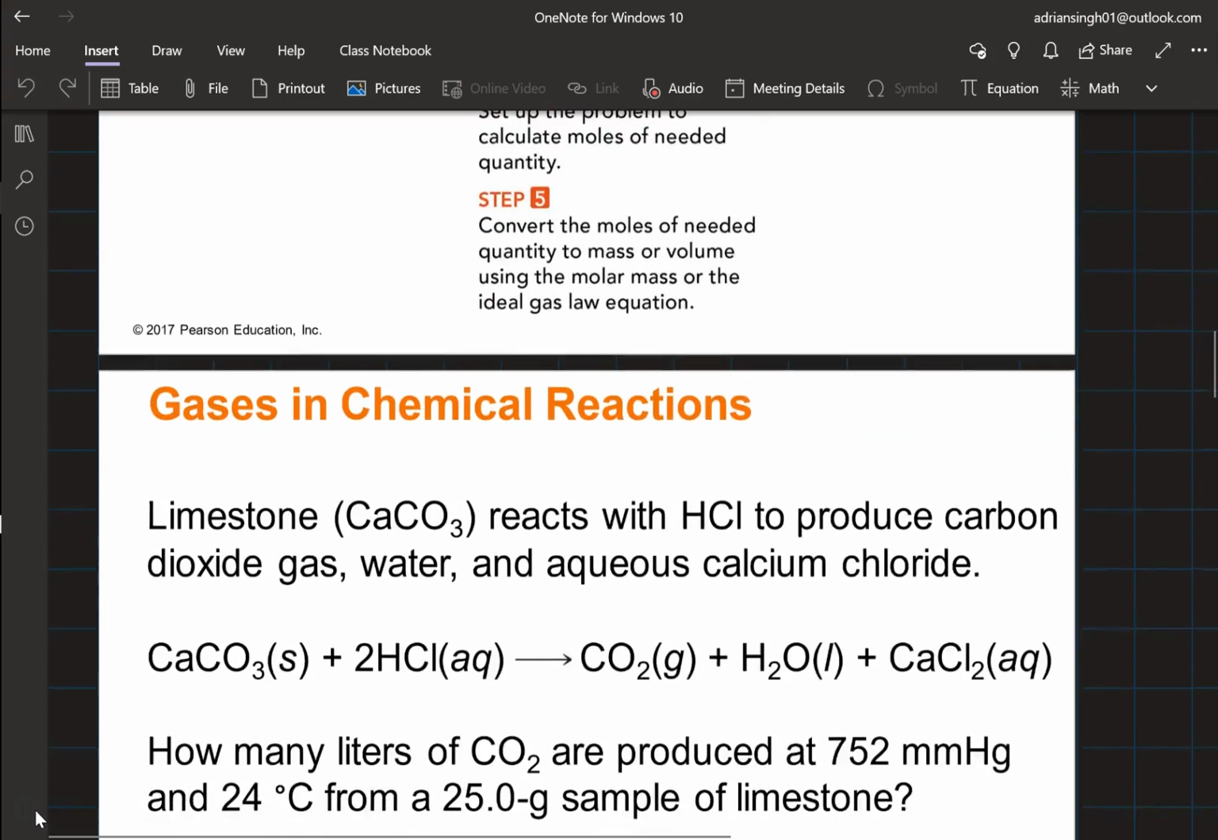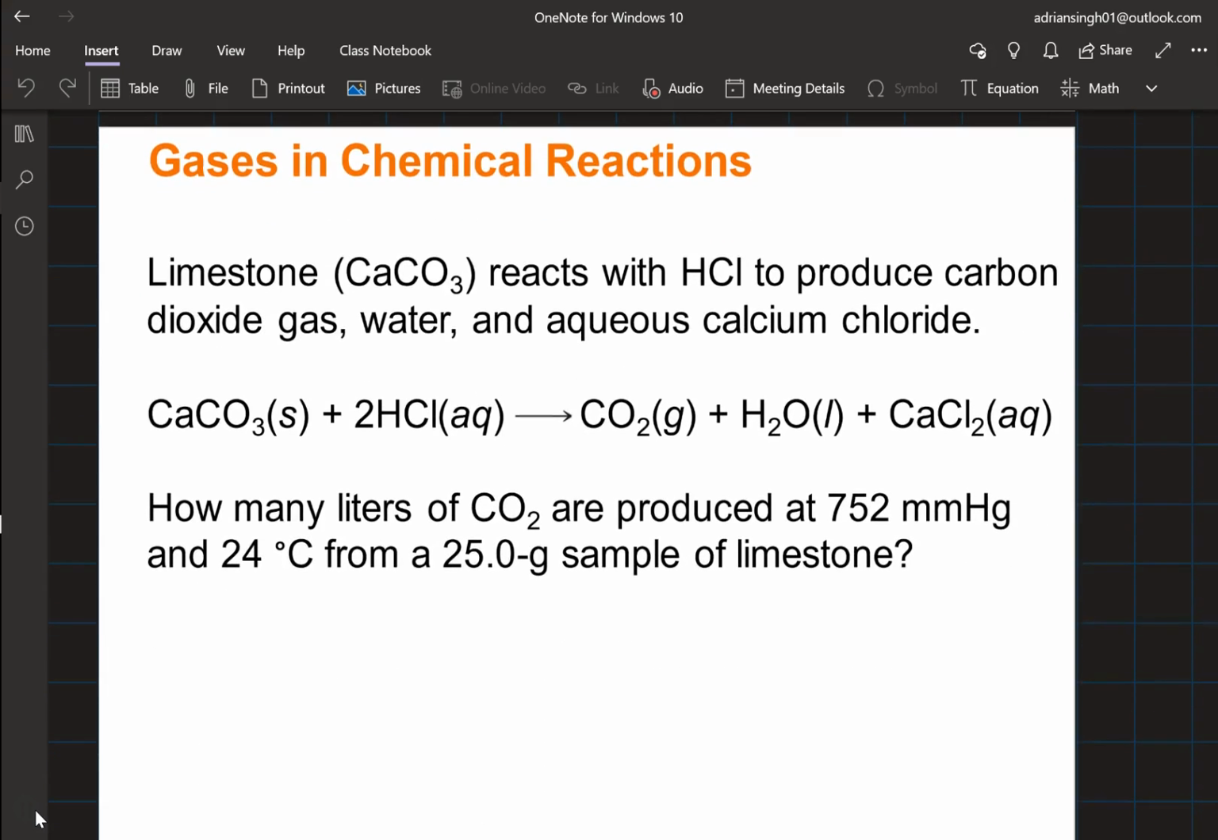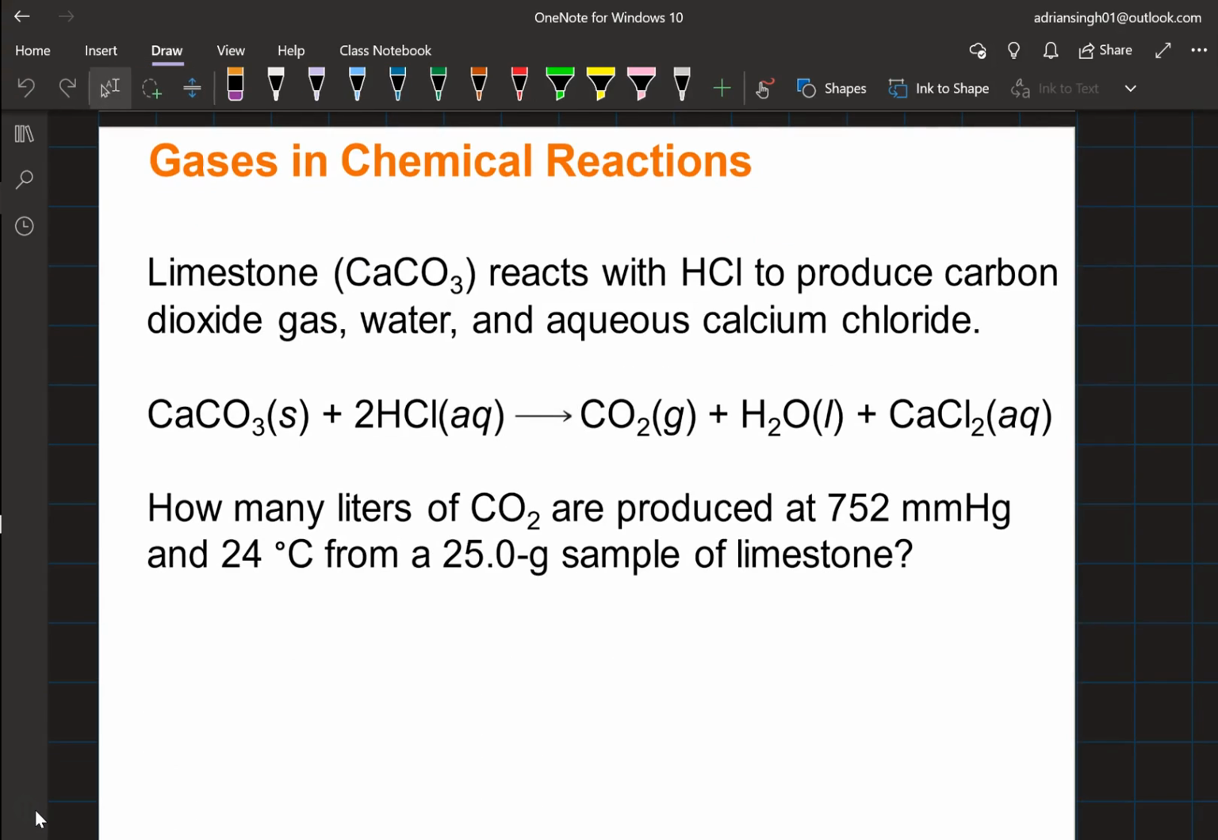a chemical equation. So here we have an equation that represents the reaction between limestone, which is just calcium carbonate, CaCO3, reacting with hydrochloric acid, HCl, to produce carbon dioxide gas. We get some liquid water, and then we also get aqueous calcium chloride. You'll notice our equation is balanced. We have the coefficient of 2 that balances that equation.